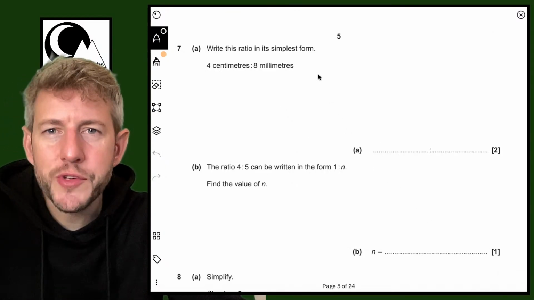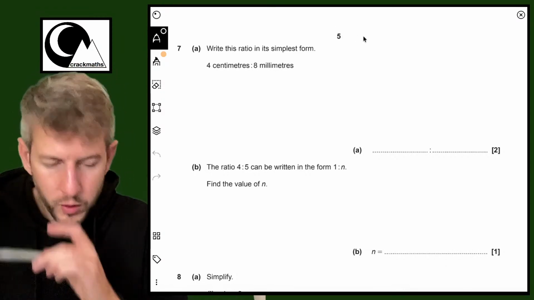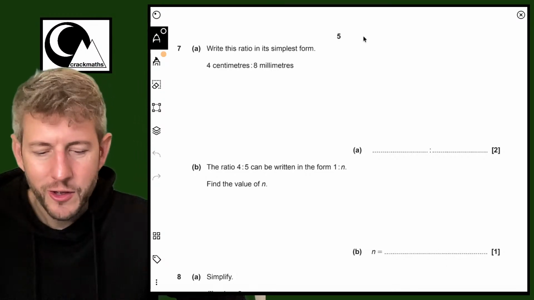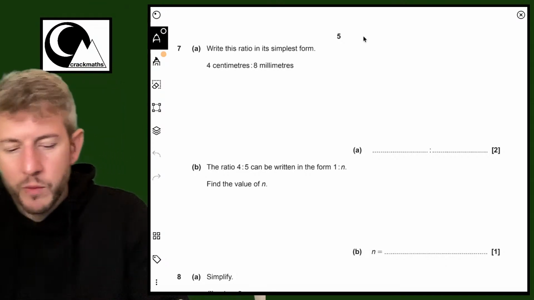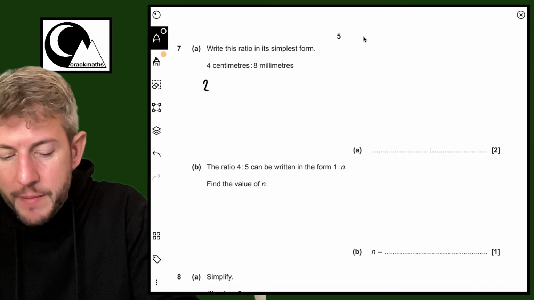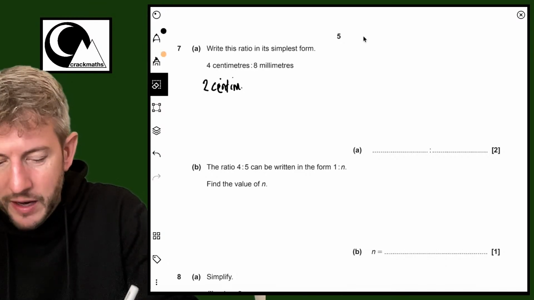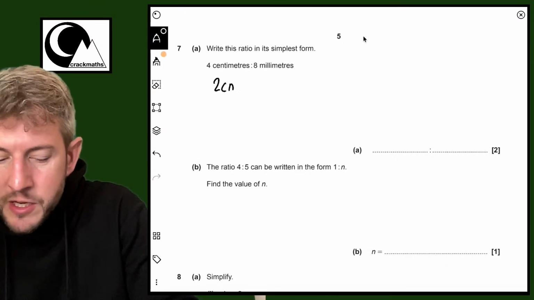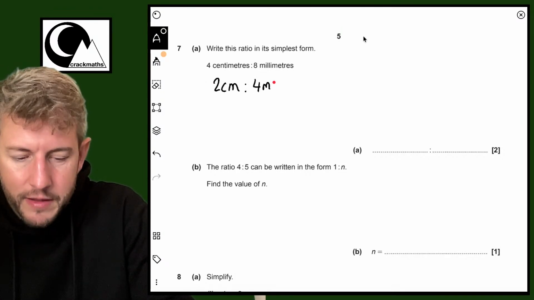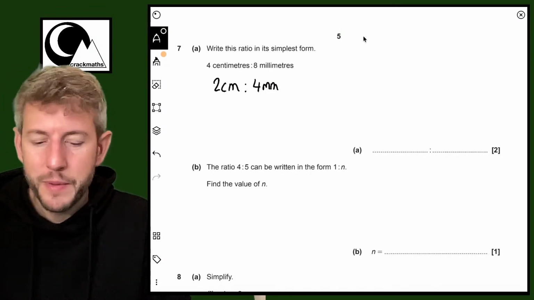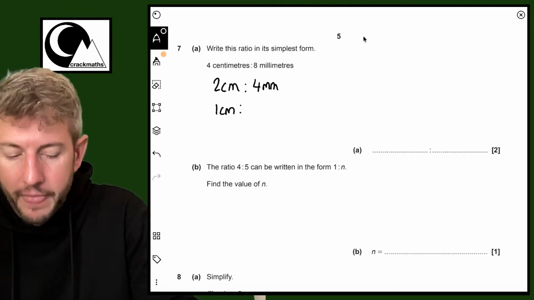Right, here we go. Question 7a. Write this ratio in its simplest form. 4 centimetres to 8 millimetres. Okay, right, so let's see this. So this would be the same as 2 centimetres. Oh, I was thinking of the eye. 2 centimetres. Sorry, I can't be bothered to write centimetres. So this would be the same as 2 cm to 4 millimetres. Okay, that would be 2 centimetres to 4 millimetres. And then we can change that again. We can go 1 centimetre to 2 millimetres.